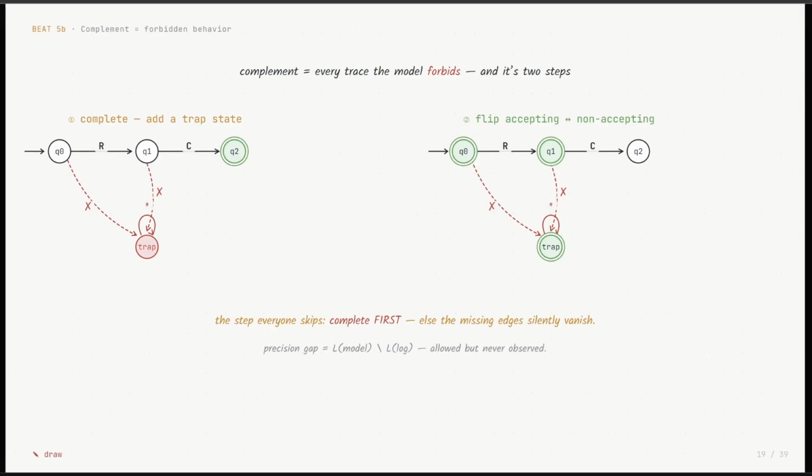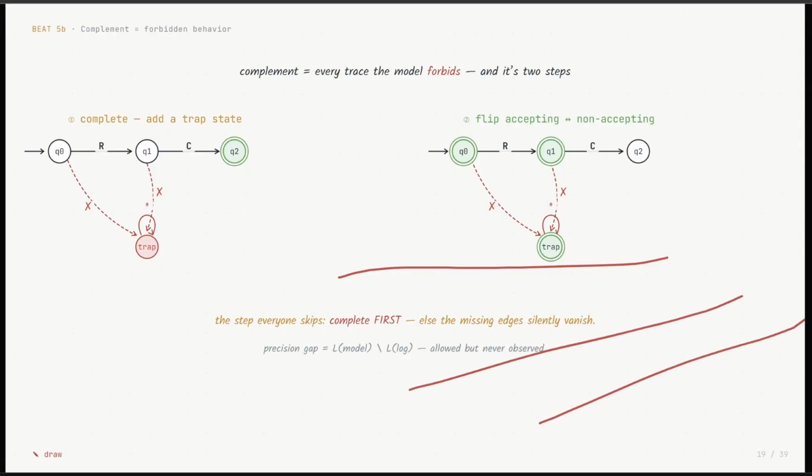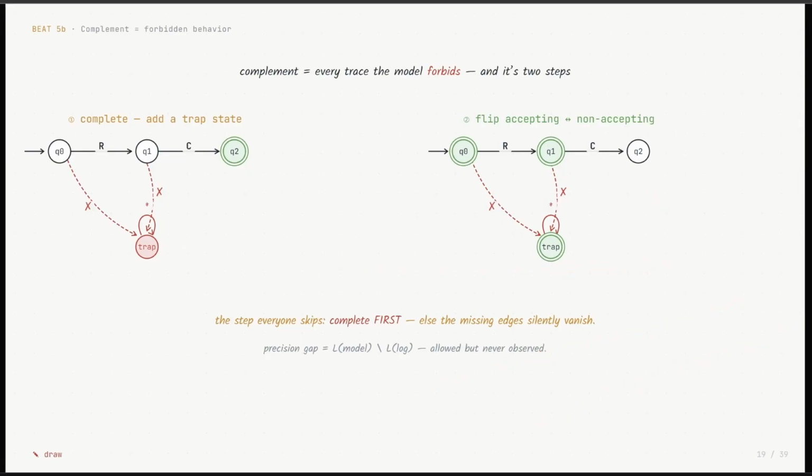So here we are introducing a new idea, what we call the precision gap. The precision gap is the language of the model if you remove from it the language of the log. Meaning that sometimes your model allows a lot of traces and you have your reality, your log. And sometimes the gap between this and this is very important to observe.